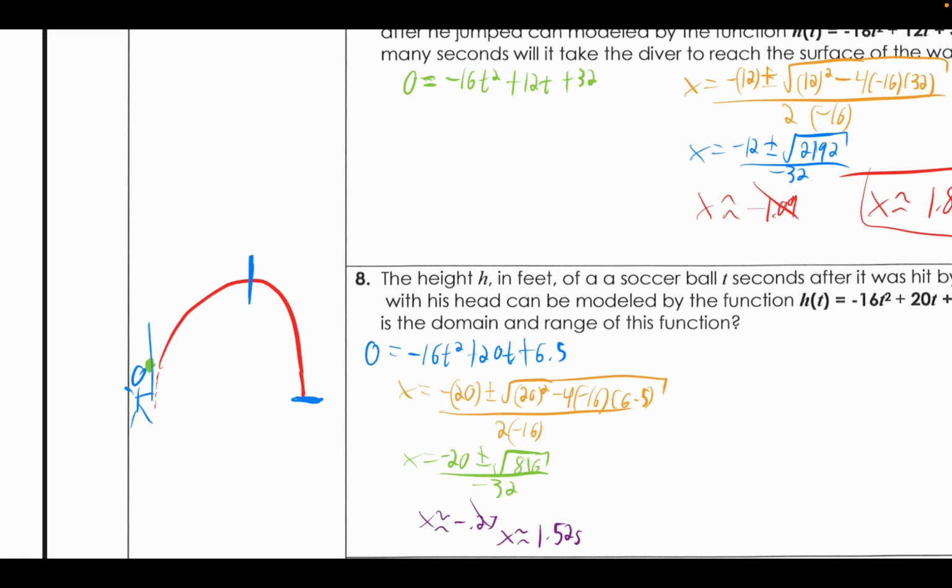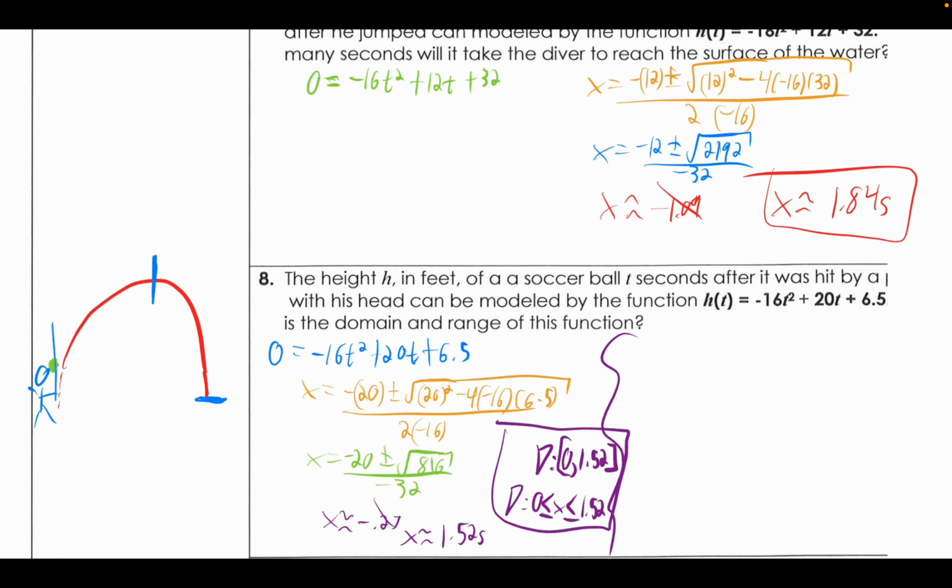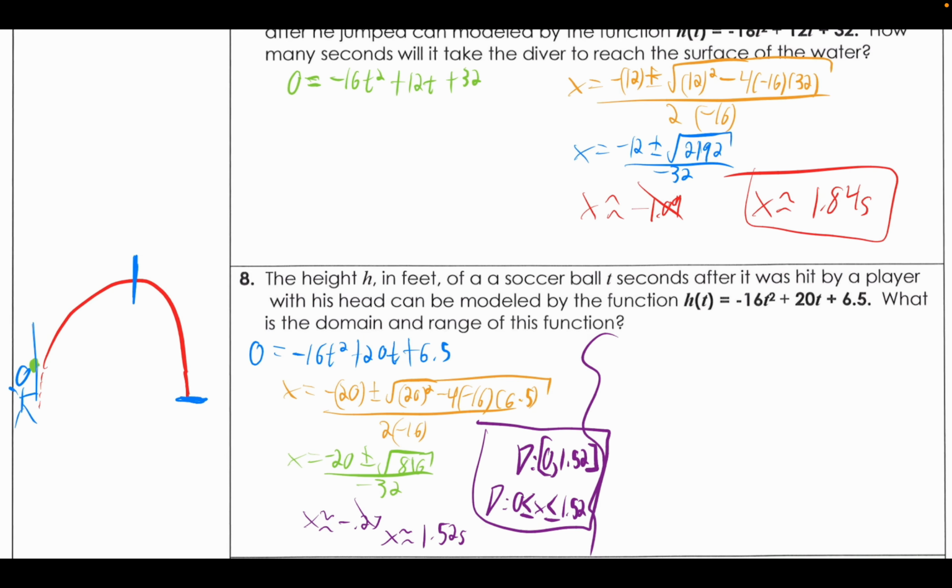So this tells us that the domain is 0 to 1.25 seconds, or 1.52 seconds. You could also express that as an inequality, where you say 0 is less than or equal to x, which is less than or equal to 1.52. So that's our domain. And now we must find the range. Knowing the beginning of the range is 0, but we have to find the y value of the vertex, the h value of the vertex.